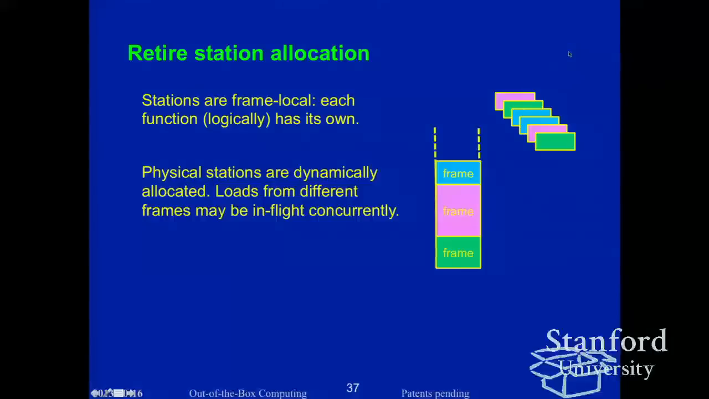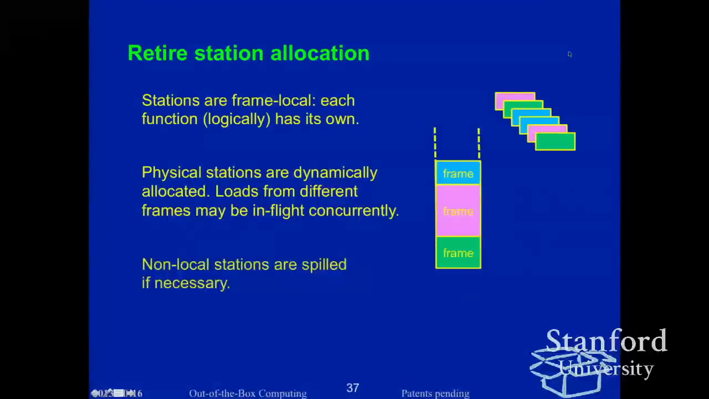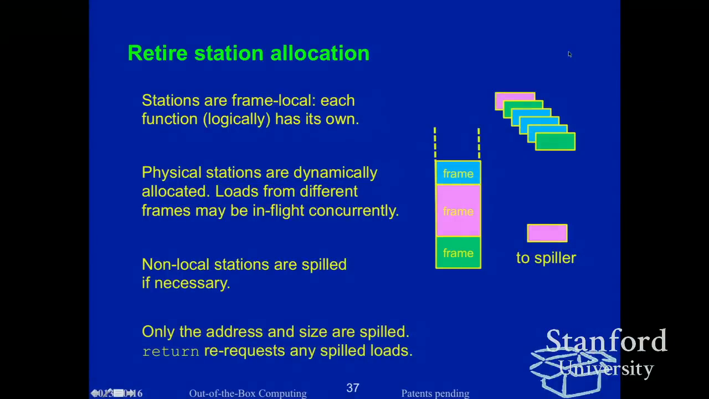But the blue one wants to do yet another load. It thinks it's got a full set of 8. It doesn't know that somebody else is using any of them. So non-local stations, that is non-blue in this example, wind up being spilled. We pick one, that pink one is now turned red, and the pink aspect of it winds up going to the spiller, which is a Mill hardware state save engine, which is running in parallel with everything else that's going on. And the red has now been reallocated to blue.